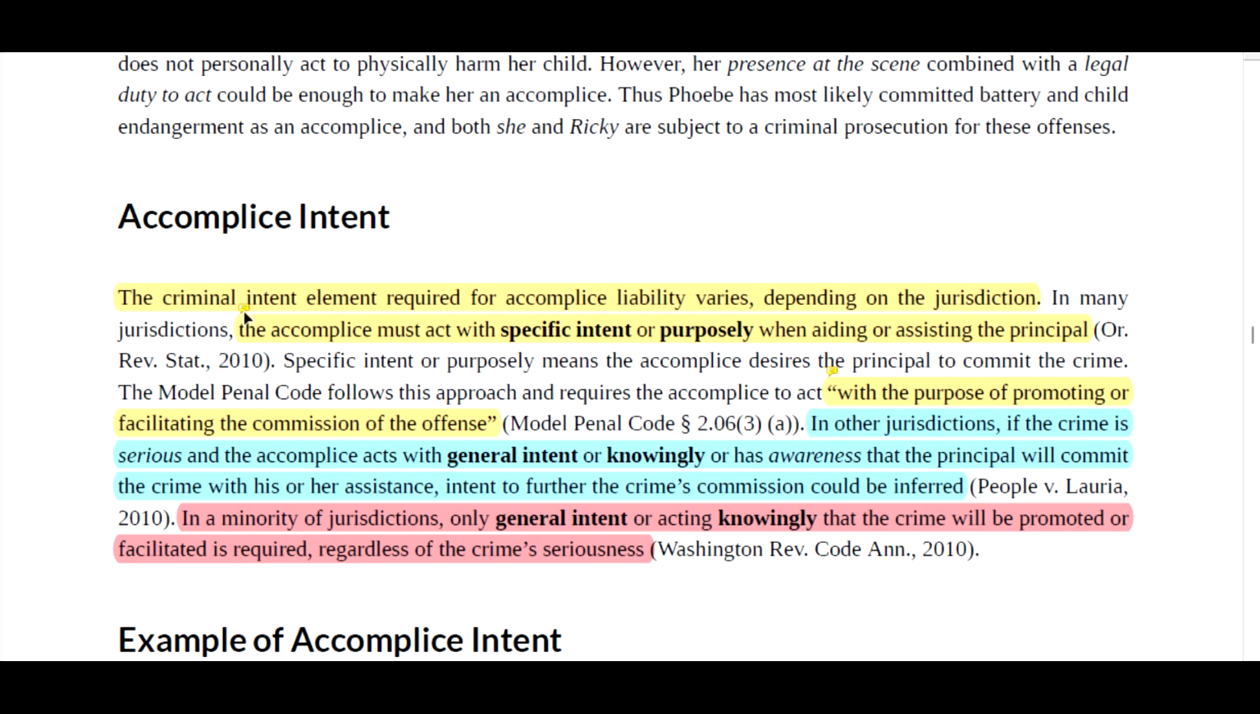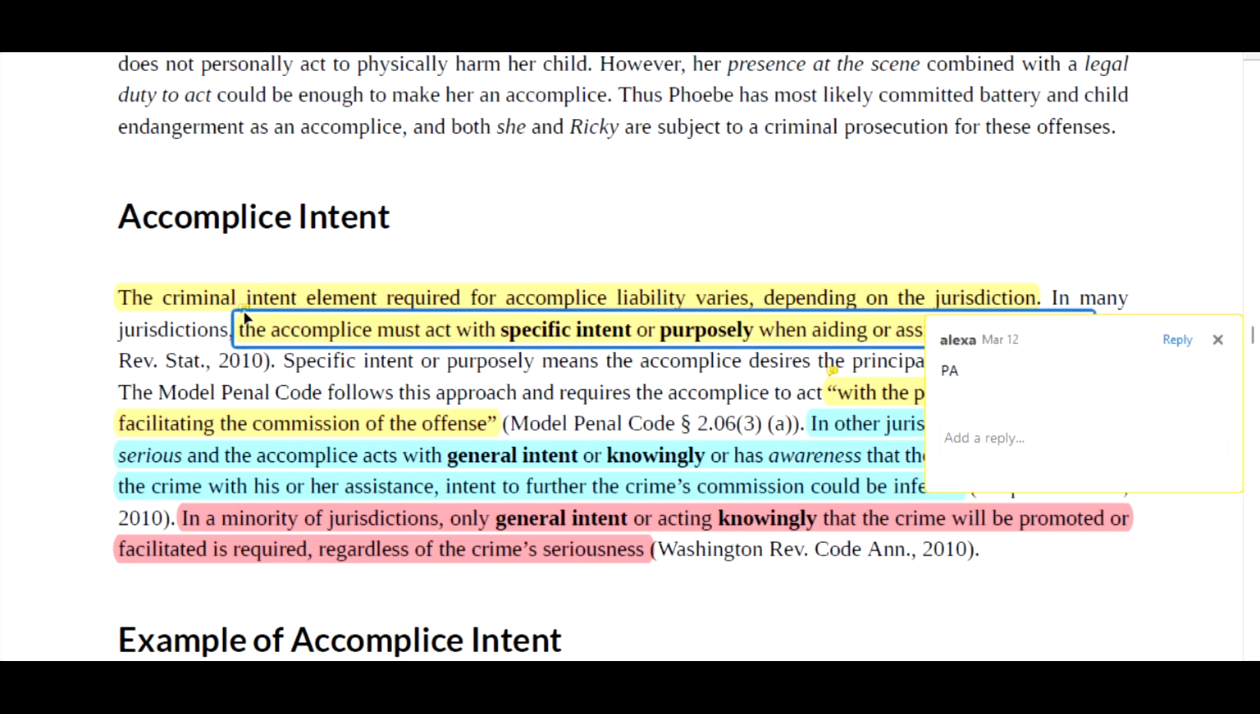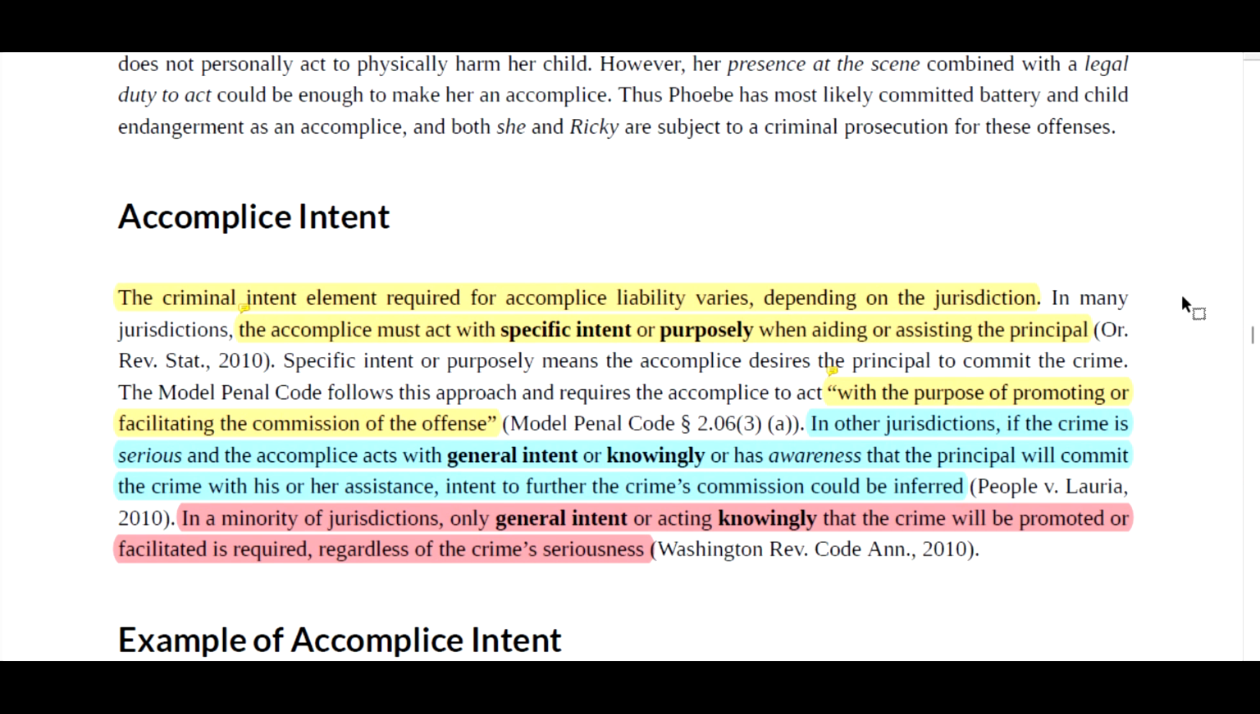But as always, I have notes on some of my things, like PA. Typically, I write a note of PA specifically to remind myself that these are verbatim what we do, especially when it's something weird. So, criminal intent element required. This is where we get into the intent part. For accomplice liability it varies, and it depends on the jurisdiction. In many jurisdictions, and this is a yes, PA, this is it, an accomplice must act with specific intent, or purposely, when aiding or assisting the principal, and that is important.